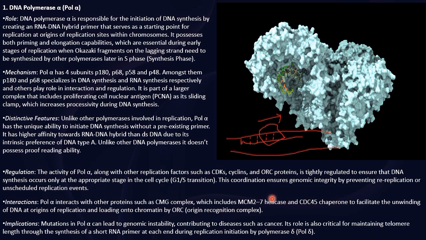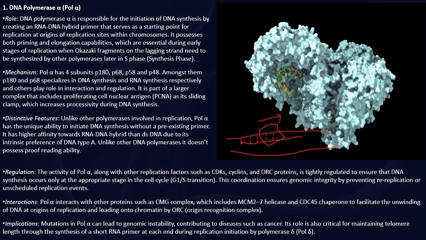Then, what are its implications? Mutations in polymerase alpha can lead to genomic instability, contributing to diseases such as cancer. Its role is also critical for maintaining telomere length, through the synthesis of short RNA primers at each replication initiation by polymerase alpha, which we will discuss later.